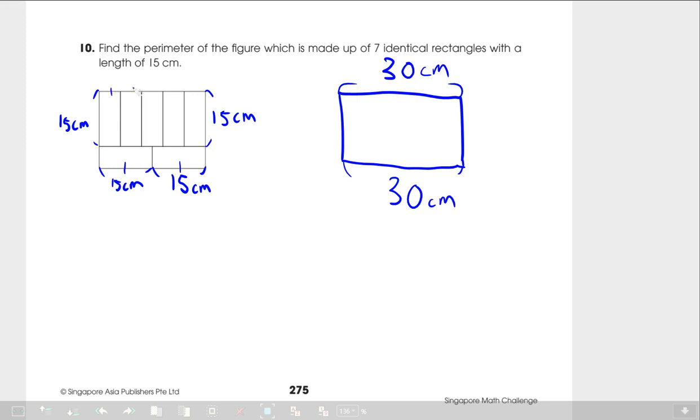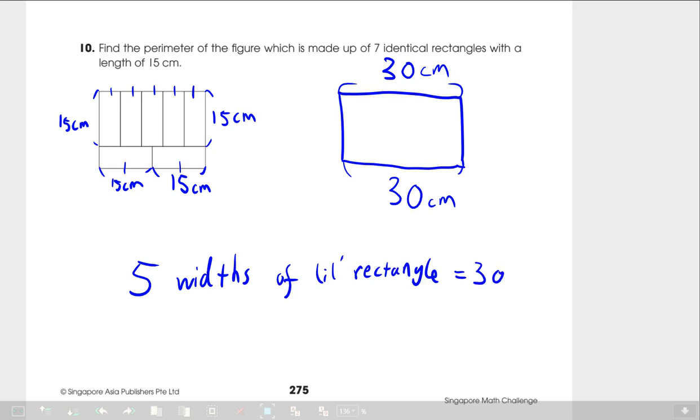And this 30 centimeters is the same as 5 widths of the little rectangle. Okay, so it's made up of 5 widths of the little rectangle, which equals 30. So what does 1 width equal? If 5 of them make 30, then one of them should be 6. Okay? So each one is 6 centimeters, 6, 6, 6, and 6.